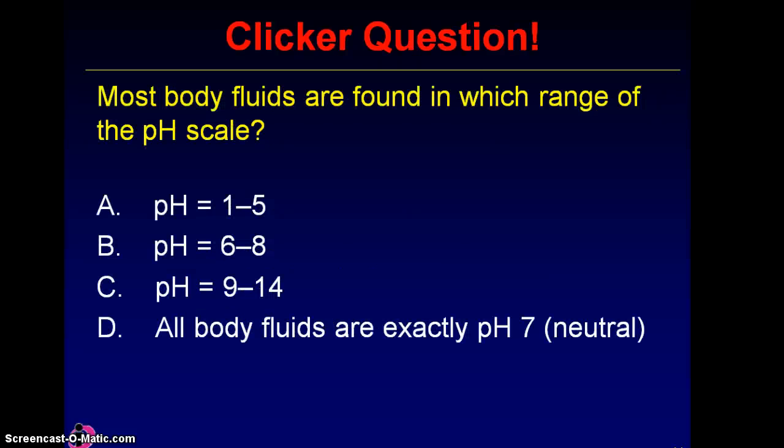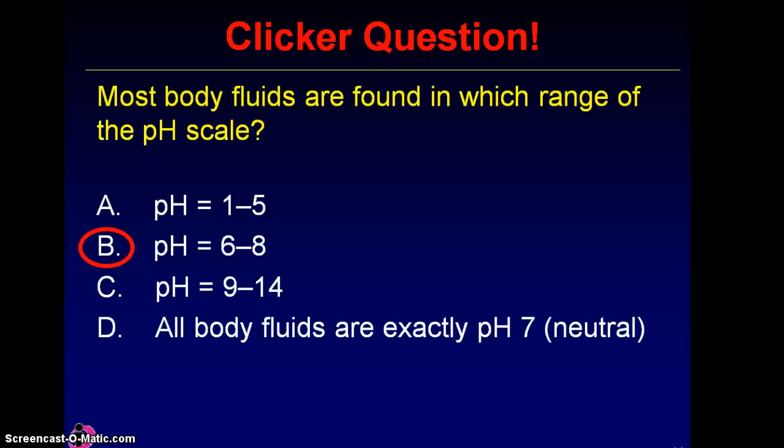Most body fluids are found in a range of which pH? Most body fluids are found within which pH range? From 1 to 5, from 6 to 8, from 9 to 14, or all of our body fluids are exactly a pH of 7. If you guessed between 6 and 8, that is correct. If we look at our blood, the pH of our blood is 7.4, so it is slightly basic.